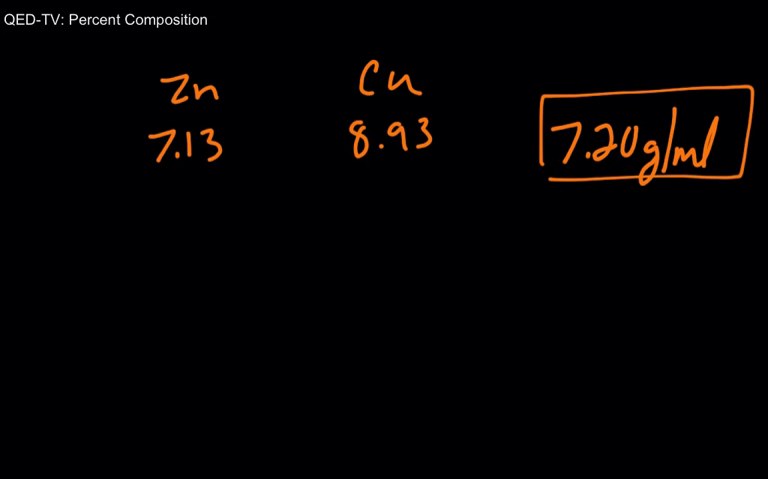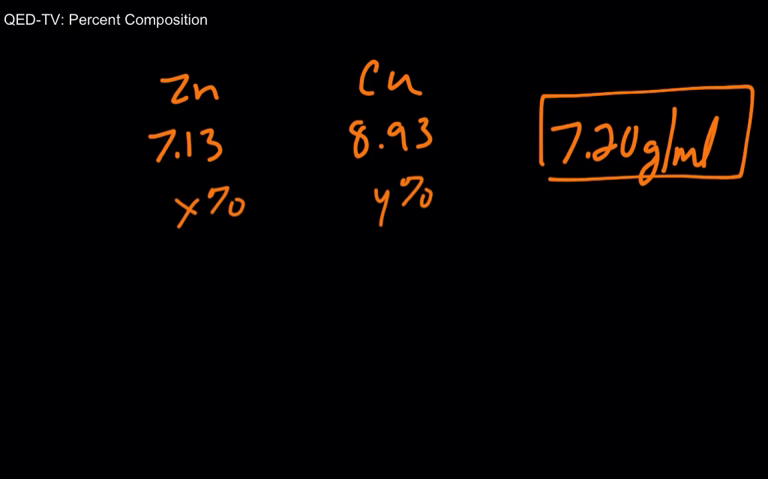Now you can look at this and kind of make some guesses. 7.20 is way closer to 7.13 than it is to 8.93. So the percentage of zinc is going to be pretty high. It's almost all zinc. So I need to figure out X percent and Y percent. What percentages of the coin are each of these? And that's two unknowns, so that makes it a little tricky.